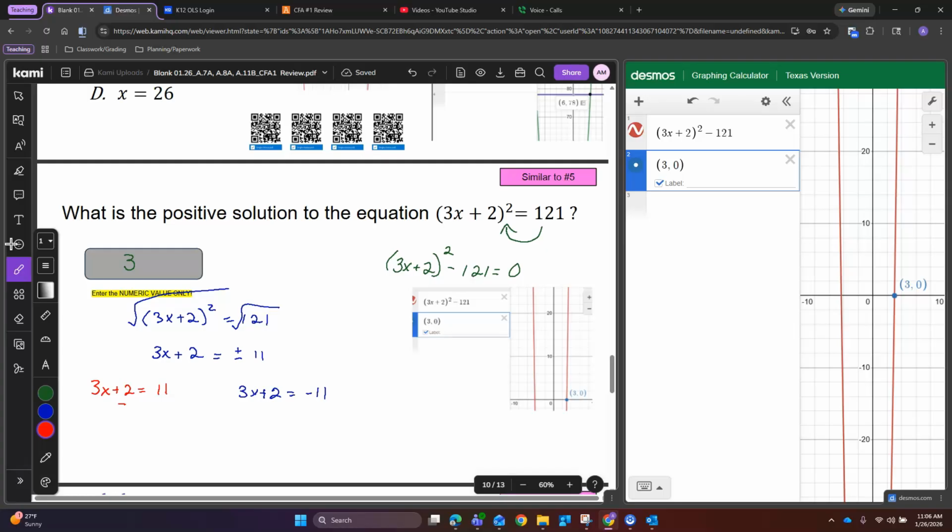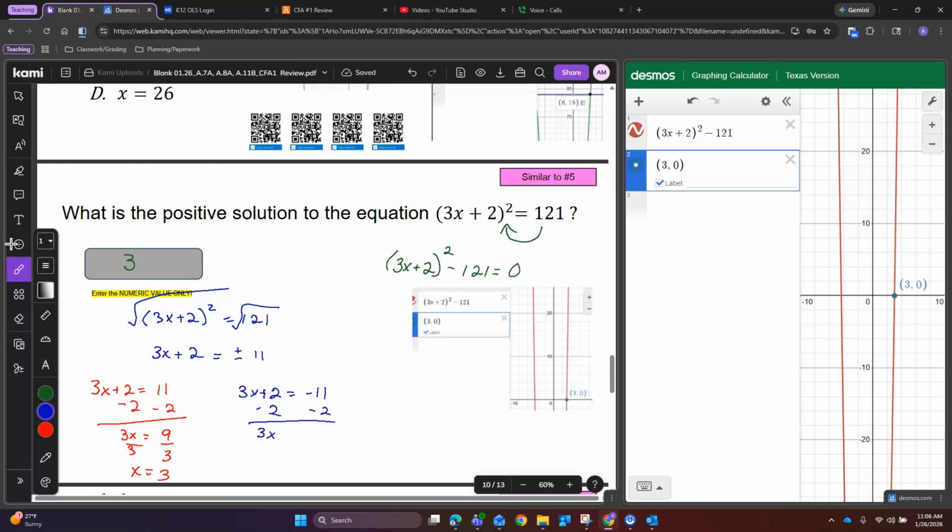So on this one, I'm going to go ahead and subtract 2 from both sides. I'm going to actually do that for both. And we get 3x equals 9. Divide both sides by 3. And we get x equals 3. That's already positive, but let's just make sure.